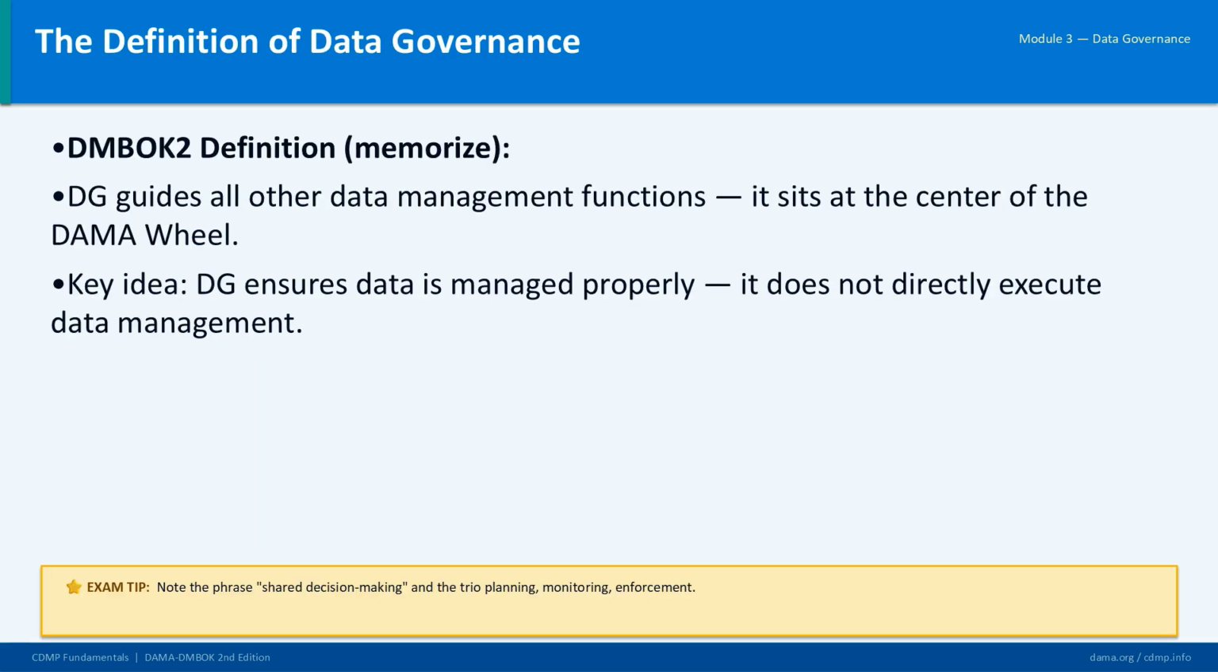Let's start with the definition, which you should commit to memory. Data governance is the exercise of authority, control, and shared decision-making, specifically planning, monitoring, and enforcement over the management of data assets. Notice 3 things. First, authority, control, and shared decision-making. Governance isn't dictatorial, it's shared. Second, the trio of planning, monitoring, and enforcement. And third, it operates over the management of data assets, meaning it guides all the other functions on the DAMA wheel. Here's the conceptual heart of it: data governance ensures that data is managed properly, it does not directly do the managing. Hold on to that idea, because the next 2 slides build on it.